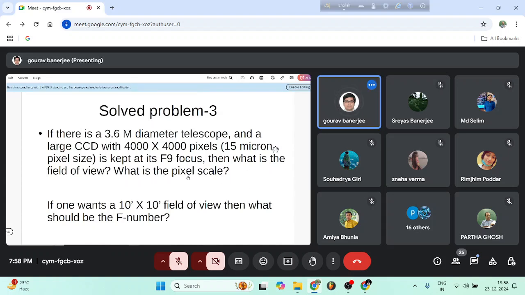What is the pixel scale? I was talking about plate scale, so that is arc seconds per millimeter. The pixel scale is arc seconds per 1 pixel, and depending on the pixel size it will change, but here we'll talk about a 15 micron pixel. And finally, if we want to image a 10 by 10 arc minute field, so like 1/6 of a degree by 1/6 of a degree, then what should be the f number? The telescope comes with f/9, but if we want to fit this 10 arc minute field of view, then what should the telescope f number have been? Maybe tomorrow we can talk about how you change the output f number, but right now we'll just calculate this number.